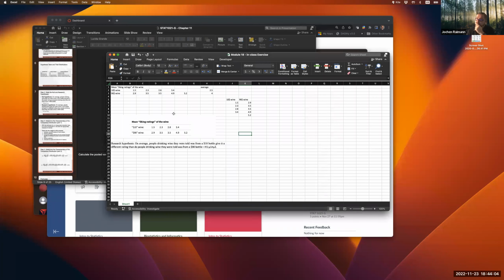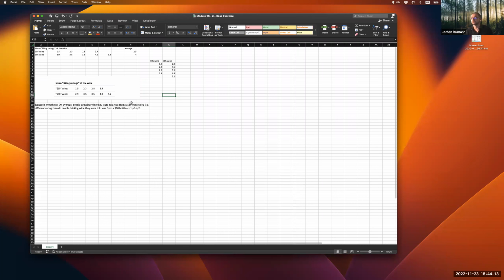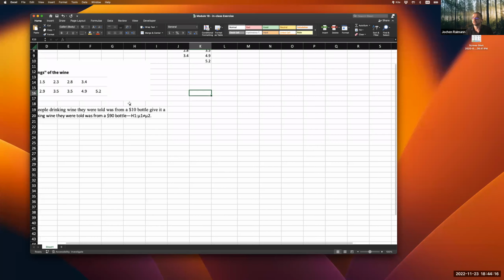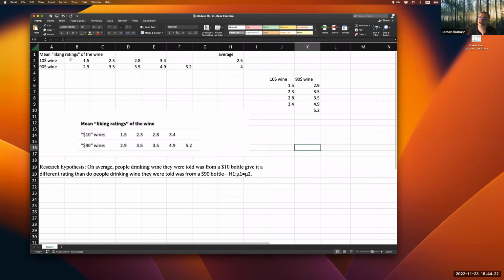So we have now in the spreadsheet our data, and I'm making this larger. I hope this is well to see. On the top left, we have our liking ratings. This is the metric that Norton and Heinzen introduced for this comparison exercise. We have 4 ratings of the wine where people were told in that group it's a $10 bottle of wine, and we have 5 where people were told it's a $90 bottle of wine.